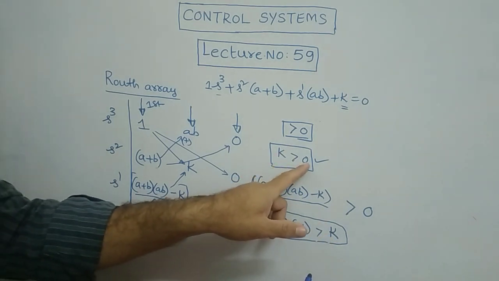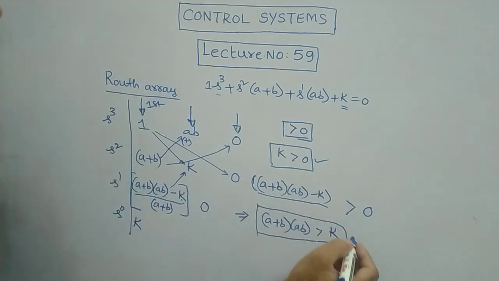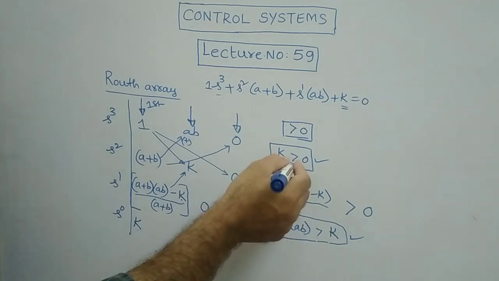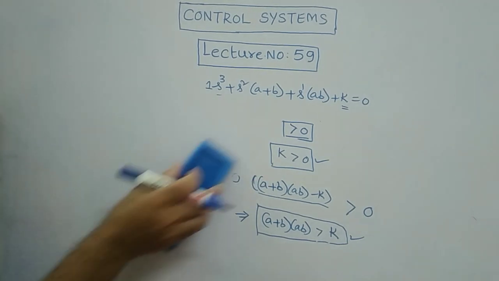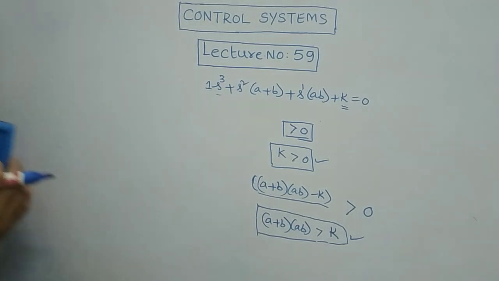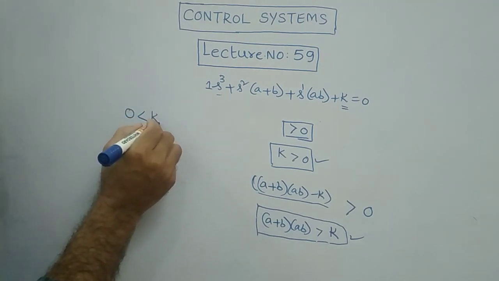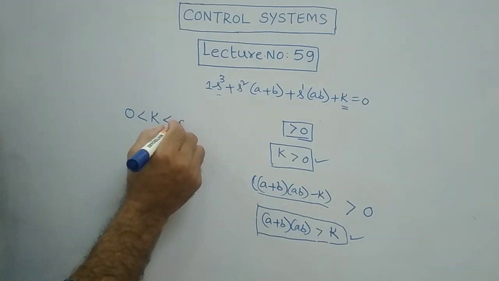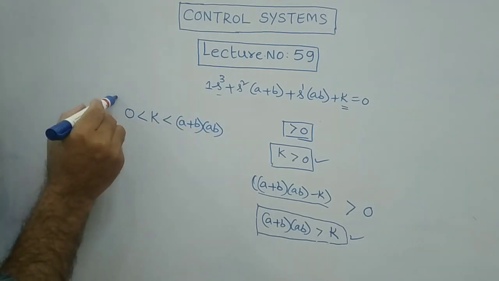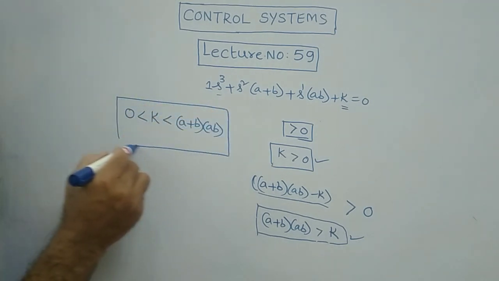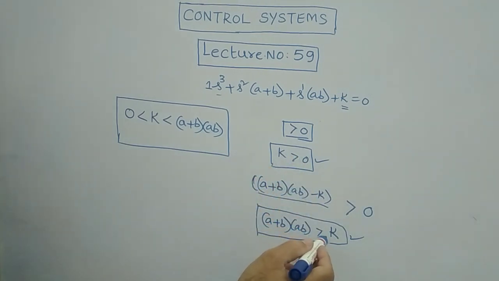So, one is K greater than 0. Second is this entire thing greater than K. If you combine these two conditions, these two can be collectively written like this. These two K values are nothing but 0 is less than K is less than A plus B into AB. Understood? If you combine these two, K is greater than 0, A plus B into AB greater than K.